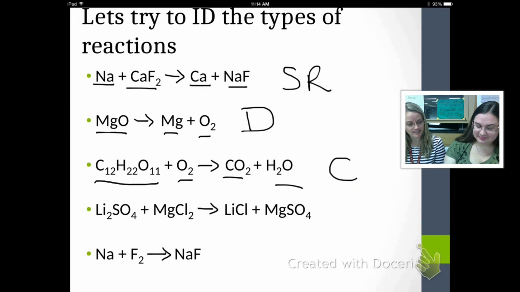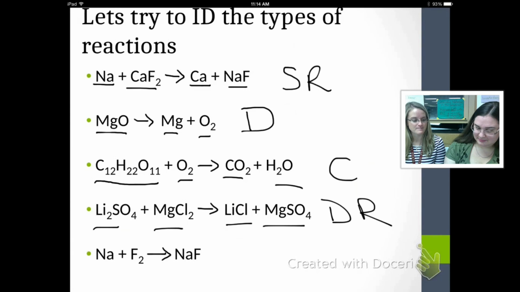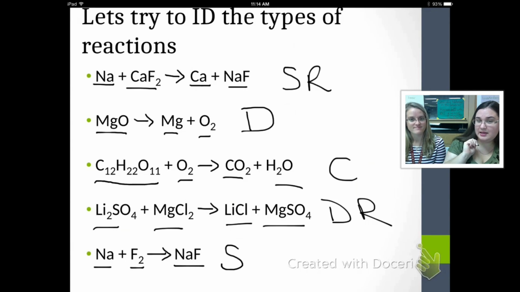Whoa, this is a big one. I have a compound, a compound, a compound, and a compound. It's probably a double replacement. Double compounds on each side, double replacement. Ta-da! All right. Last but not least, we have two single elements and one product. It looks like we're putting two things together to make something new. Yeah, they're coming together. So making something new is synthesis. Yay! All right. Time to try it on your own. Till next time.